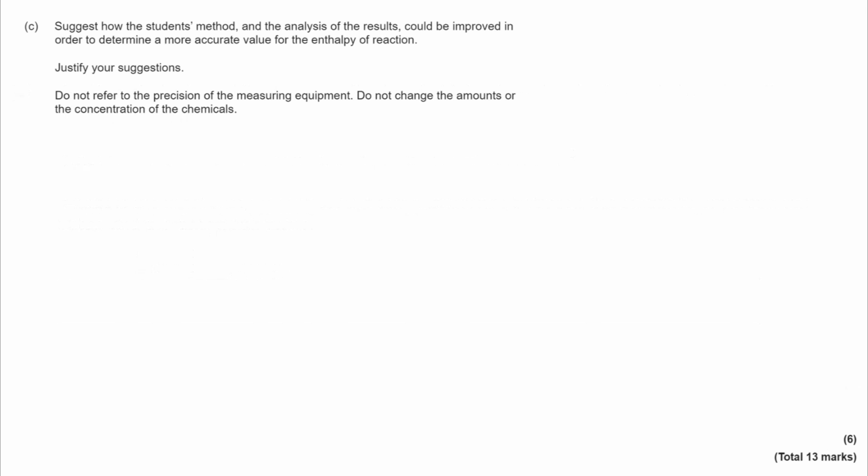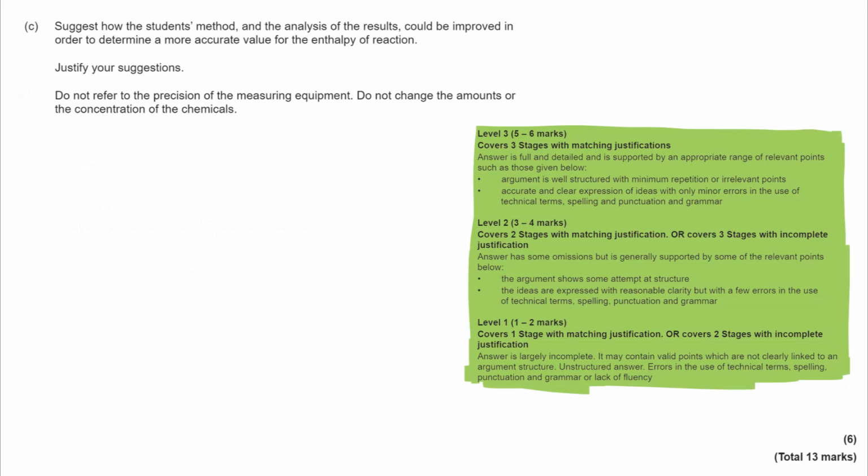The 6 marker is asking you how you can take the method that we've used so far and improve it. But the good news is this is a required practical that you are improving it to. So I'm going to add the criteria, whether you're level 3, level 2 or level 1. As always, if you cover all 3 stages effectively, it takes you into level 3. If you cover 2 stages effectively or 3 stages partially, you get to level 2. And level 1, if you cover 1 stage very well, or you've covered 2 stages to an acceptable degree.